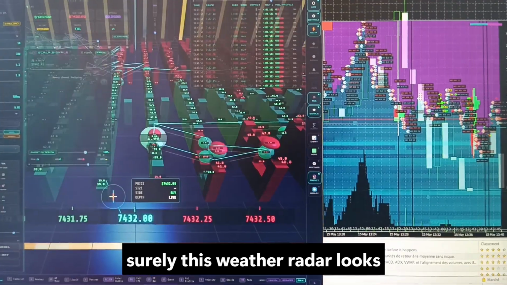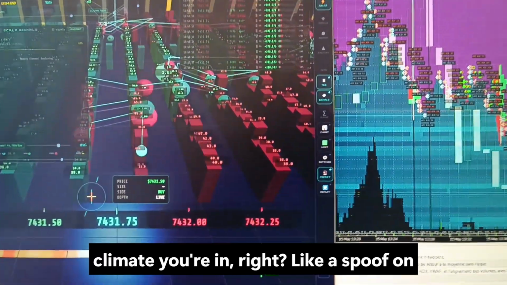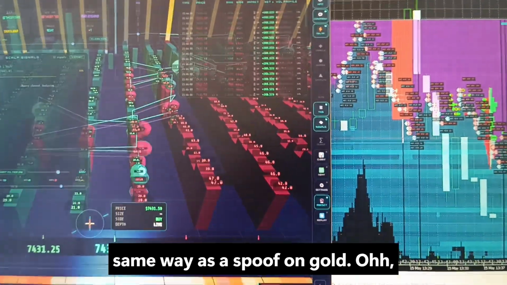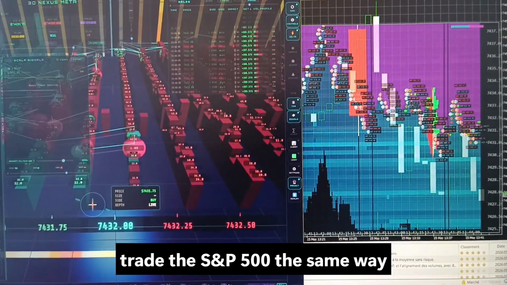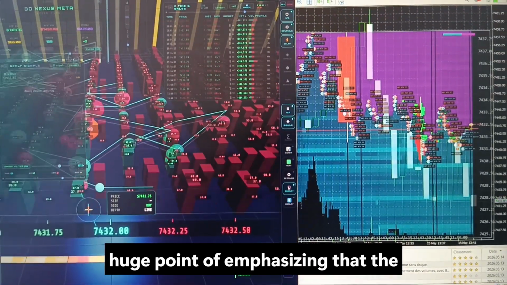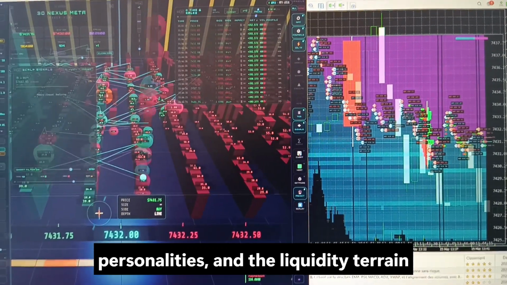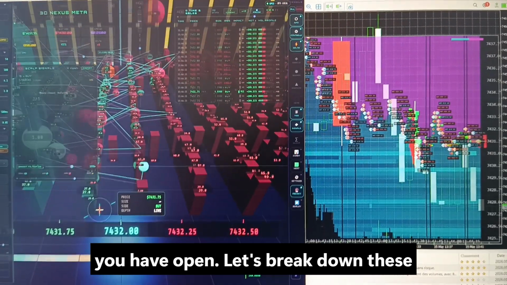Okay, but surely this weather radar looks fundamentally different depending on the climate you're in, right? Like a spoof on the S&P 500 can't play out exactly the same way as a spoof on gold. Oh, completely different climates. You cannot trade the S&P 500 the same way you trade gold. The source makes a huge point of emphasizing that the underlying assets have deep personalities, and the liquidity terrain shifts drastically based on what ticker you have open.